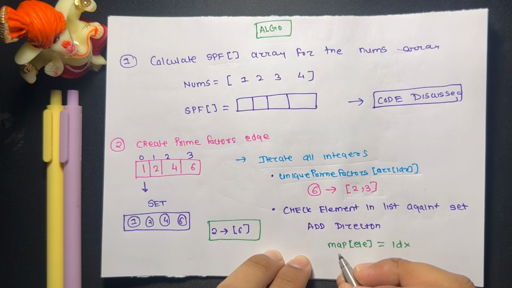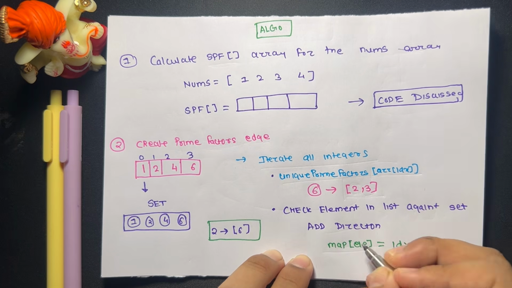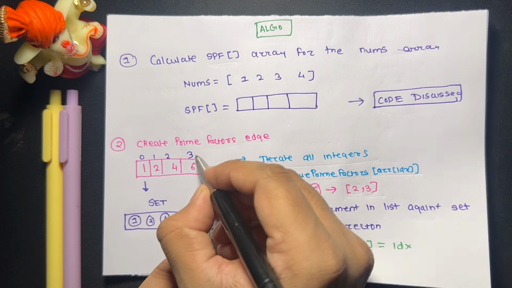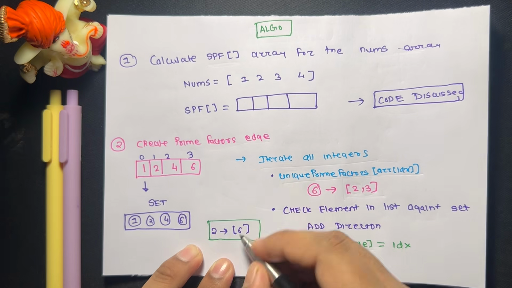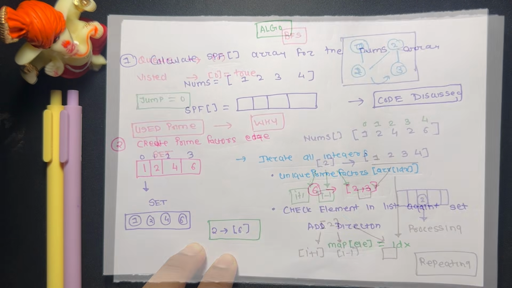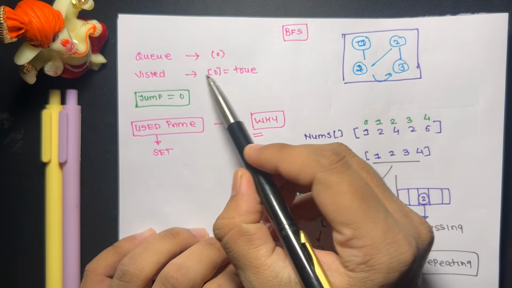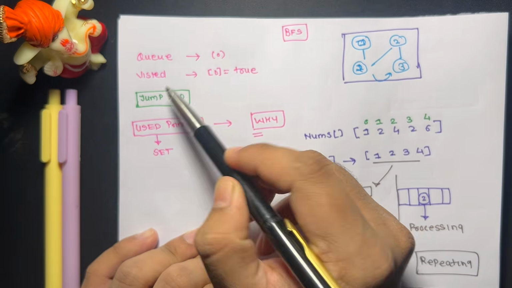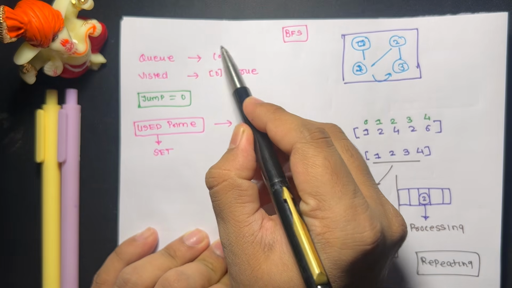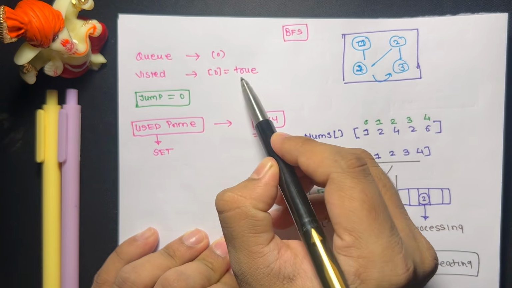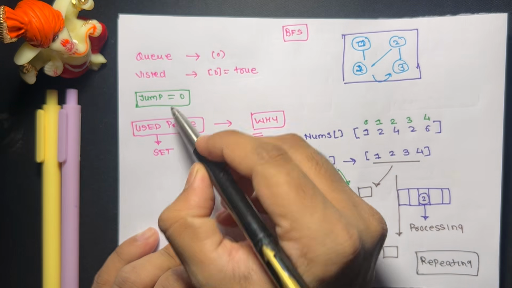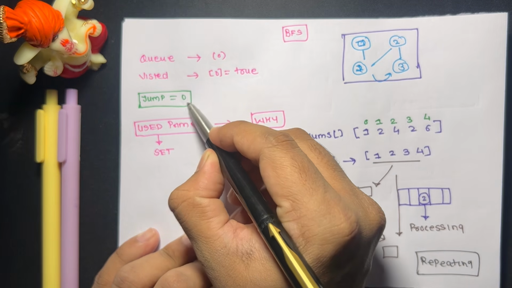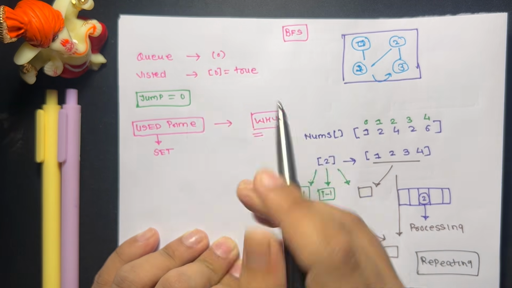At the end we'll store this somewhere, so we'll make a map. Map of 2 will have the index of 6 added to it. 3 will be added too, here it will not be 6, it will be 3. Here we have taken the normal BFS setup: a queue, add 0 to the queue, mark 0 as visited as true. We have created a variable for jump, initially 0.